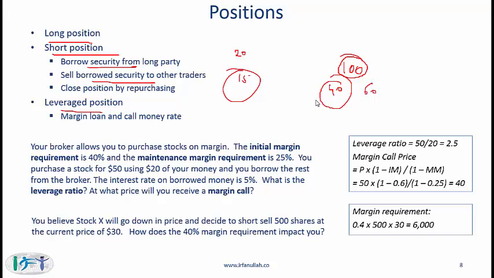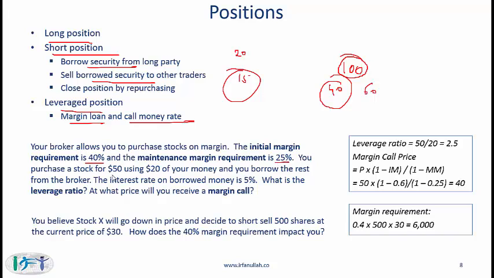If you do a leveraged buy, so you borrow money to buy, the loan that you take out, the money that you borrow, is called a margin loan, and the interest rate that you pay is called the call money rate. If you buy based on leverage and the stock price starts coming down, at some level your broker will give you a call, and that call is called the margin call. You need to be able to calculate the price at which you will get a margin call. And let's do that through a simple example. Your broker allows you to purchase stocks on margin. The initial requirement is 40% and the maintenance margin requirement is 20%.